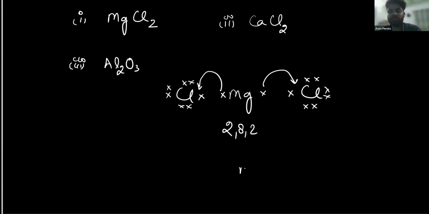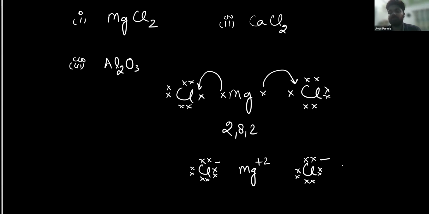After donation, what is going to happen? How much charge is magnesium going to acquire? 2 plus, because it has donated 2 electrons. And chlorine is going to have how many electrons? 8, because it has acquired 1 extra electron. So 1 minus. And here also.